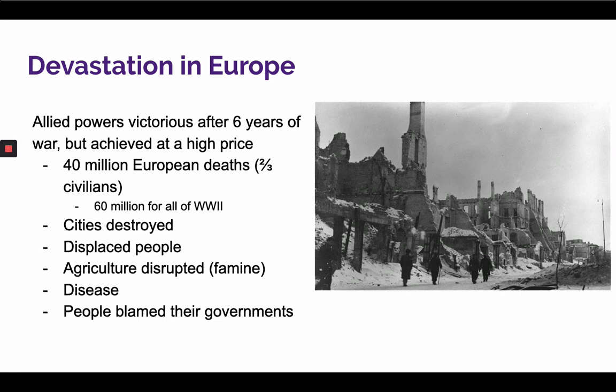It had left 60 million total people dead for all of World War II. 40 million of these deaths were in Europe alone, and 2/3 of them were civilians. So not necessarily people that were fighting in the war, part of the military. These were just your ordinary, normal people that also faced death. And another 50 million people had been uprooted from their homes and were displaced.